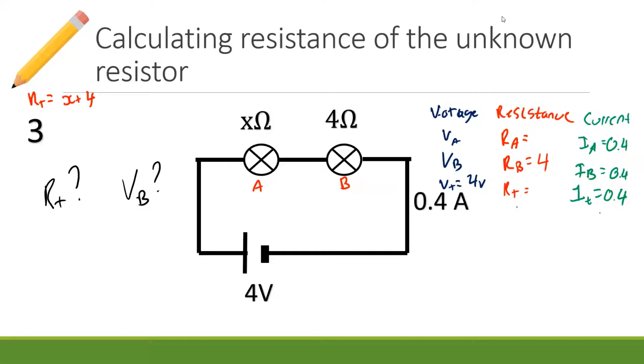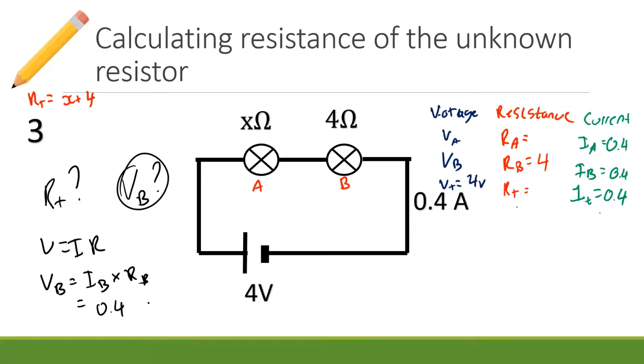Okay, so let's go do VB. How do we do VB? Because we know V equals IR, we can work out VB is going to be IB times RB, and we know IB is 0.4, and we know RB is going to be 4. So 0.4 times 4 is going to give us 1.6 volts. Okay, 1.6 volts, if I've got that correct. Yeah, I think that's 1.6.